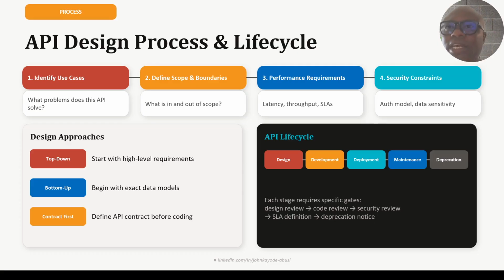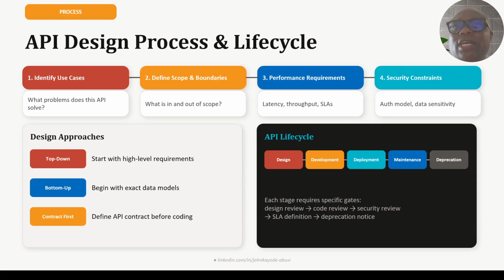Then when it comes to the life cycle of an API, APIs are designed, they are developed, they are deployed, they are maintained, and they are deprecated. One thing, each stage requires specific gates: design review, code review, security review, SLA definitions, and deprecation notice. For instance, when you design an API, that design should reflect the problem that API is solving, and should reflect the scope of data and the security that is required to keep things clean. Then when you code it, you have to review the code to ensure that it adheres to best practices, reflects the design patterns, and covers the security and everything there.